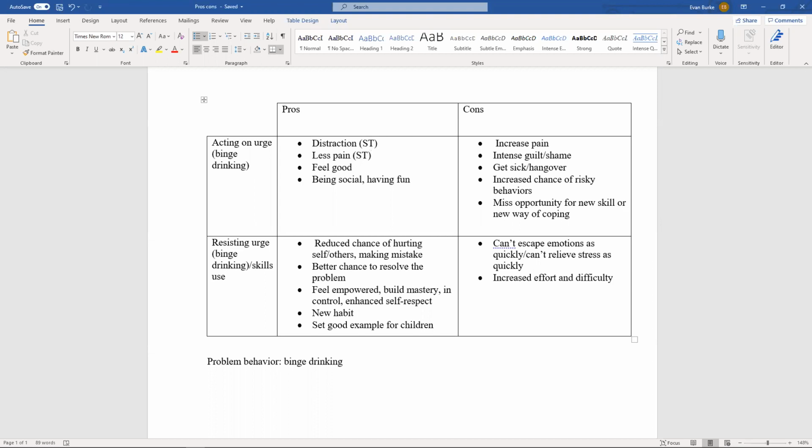What else? I guess the same with feeling good, right? Alcohol may improve your mood, but what's going to happen when it wears off, right? So call that short-term.